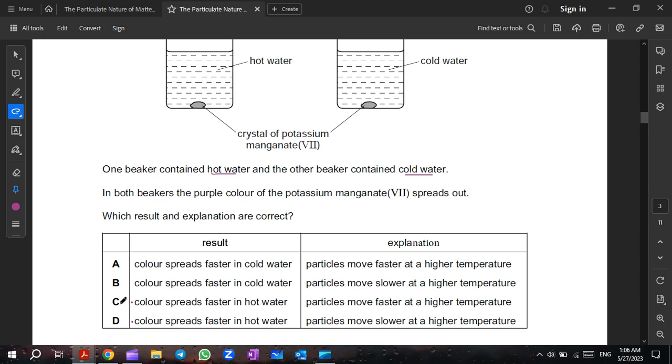Particles move faster at a higher temperature, or particles move slower at a higher temperature. Well, particles move faster at a higher temperature. So I think it should be C.